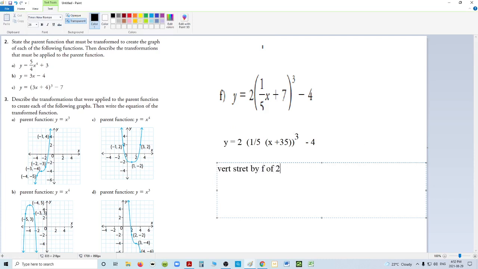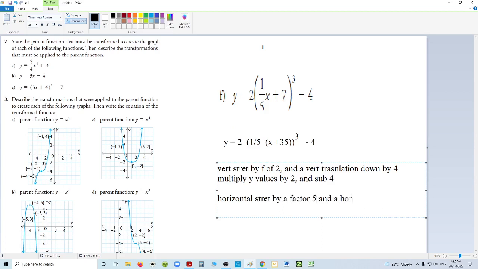And I can't forget to put the little cube up above, which means I have a vertical stretch by a factor of 2 and a vertical translation down by 4, which means you multiply all your y values by 2 and subtract 4. Then for x, I have a horizontal, not a compression, but a stretch by a factor of 5, because it's the flip of 1 over 5, and a horizontal translation left 35, which means you multiply all your x values by 5 and then subtract 35. And you'll get all your new values.